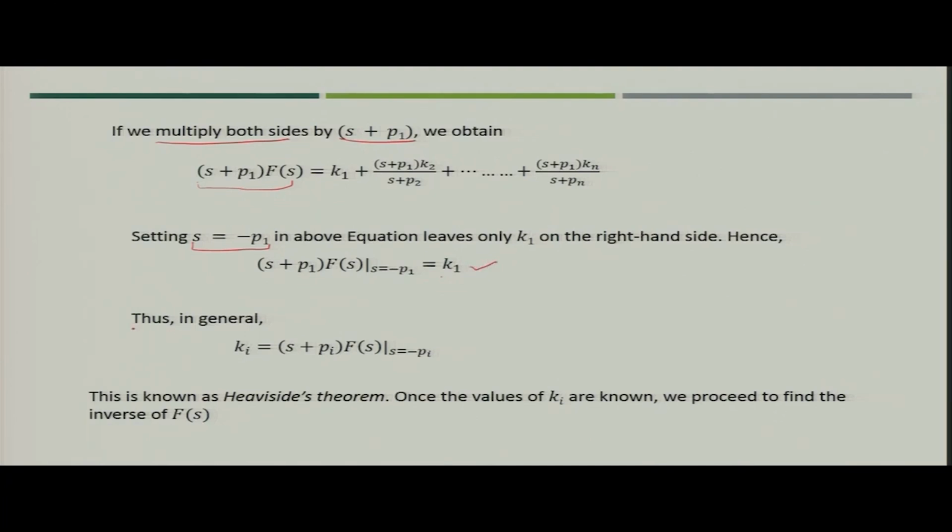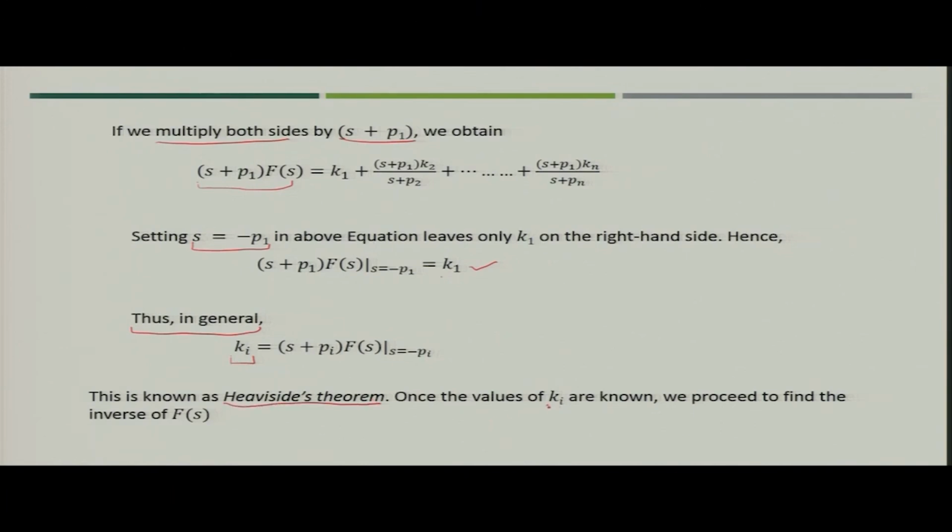So, in a more general form, for any coefficient ki, you can write (s + pi) F(s), with the whole product evaluated at s equal to minus pi. This will give you the value of the constant term ki. This particular property is called the Heaviside theorem.